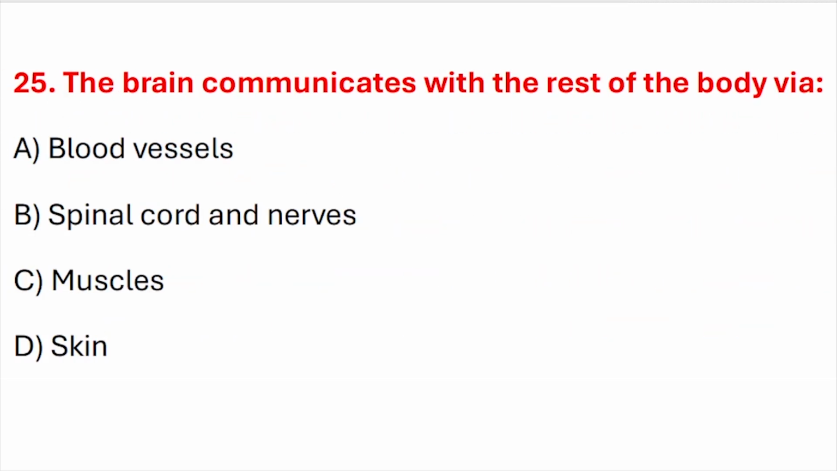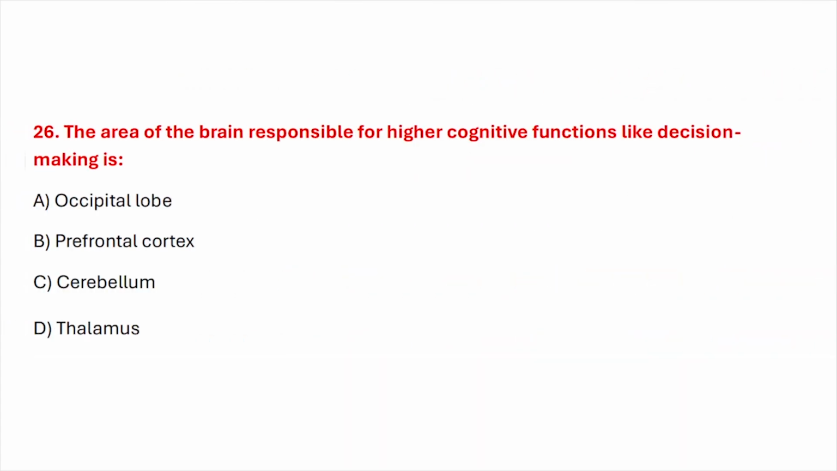Question number 25. The brain communicates with the rest of the body via? Correct answer is option B, spinal cord and nerves. Question number 26. The area of the brain responsible for higher cognitive functions like decision making is? Correct answer is option B, prefrontal cortex.